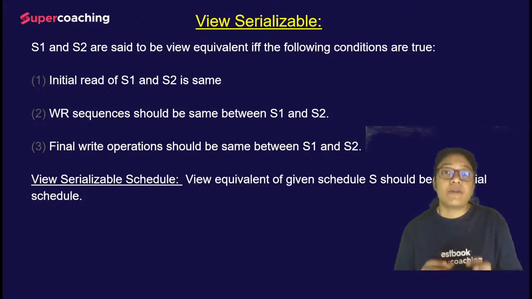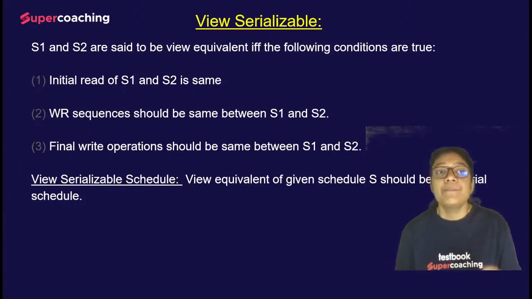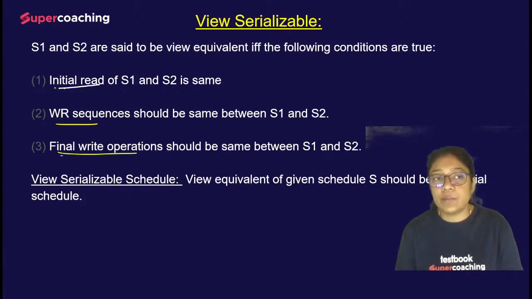That means the final updation will be done by the same transaction, because serial order means we want the same results, right? And apart from that, initial read हो गया, final write हो गया, then is the WR sequences. So in the schedule, we will be just looking for the WR sequences. So these are the conditions, and definitely we have to follow all the three conditions. So it is and choice नहीं है.